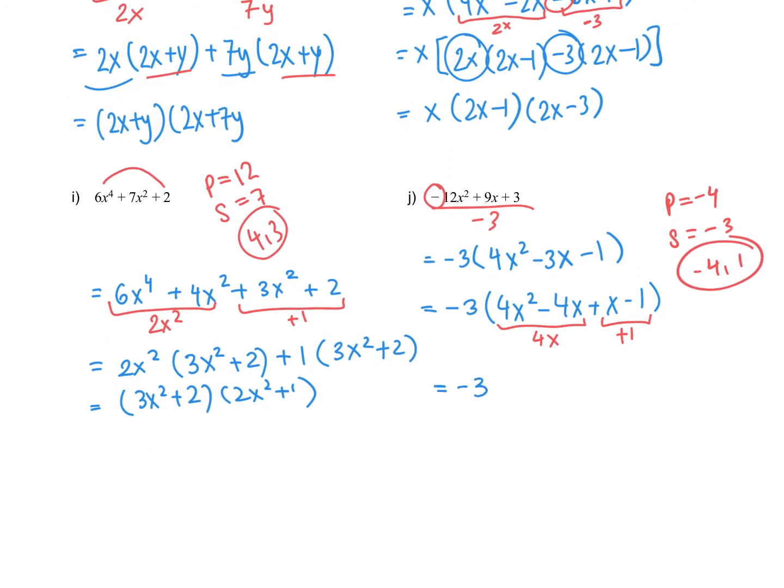Make sure you're keeping that negative 3 out in front. If you forget about it, you have completely changed my equation or my expression. So I take out the 4x. 4x squared divided by 4x is x. Negative 4x divided by itself is negative 1. And for the next one, it's the exact same bracket because we're just dividing out a 1. The brackets match. It's a good sign.